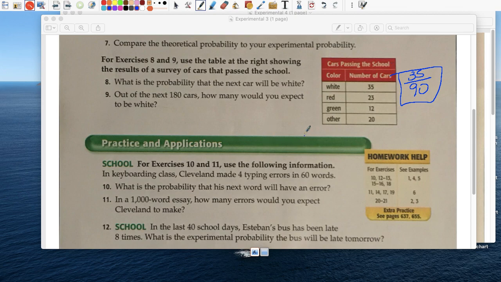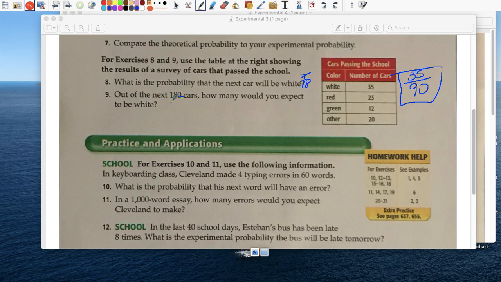Or 7 in 18 chance. 7 out of 18 chance. I don't know if they asked for percent or anything, but if you want to change that to percent, we would just go 7 divided by 18, and it would be about 38.8% chance that the next car that will drive by in front of 194 would be white.